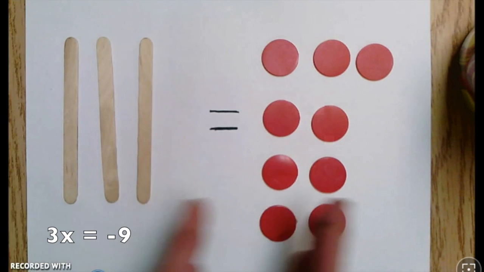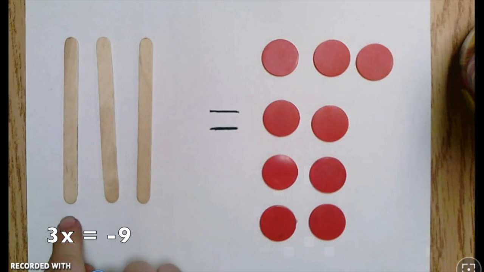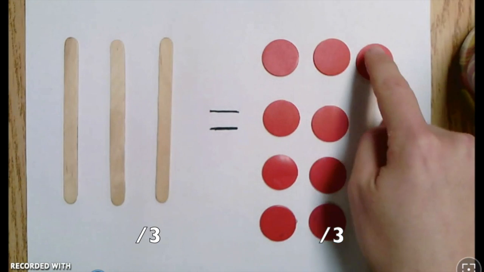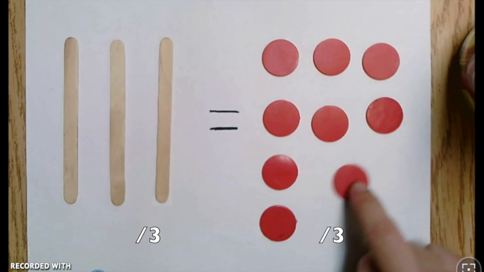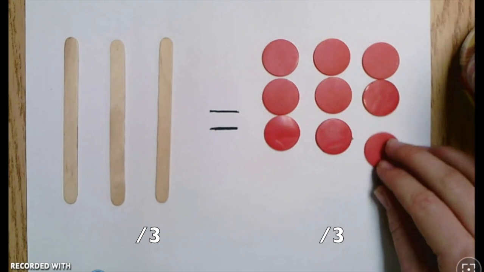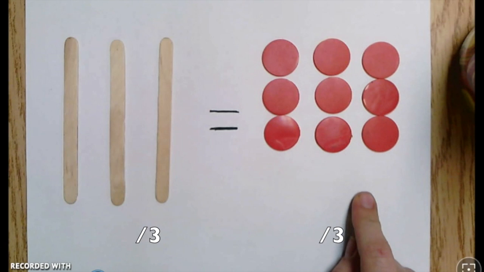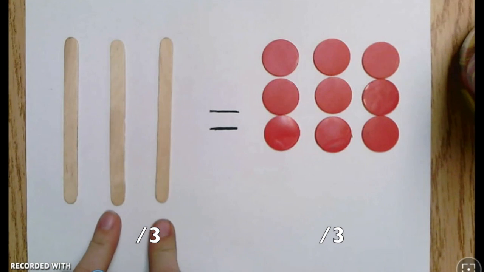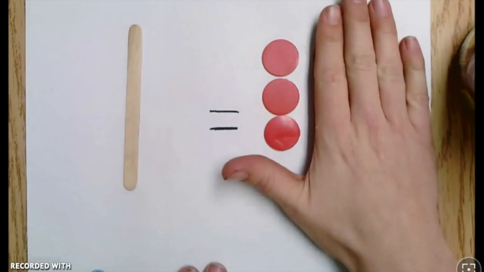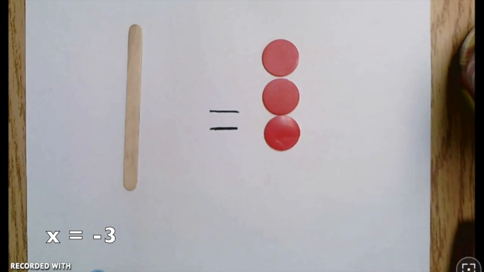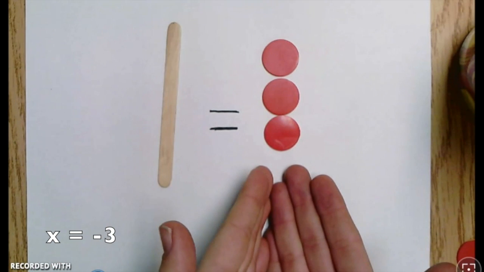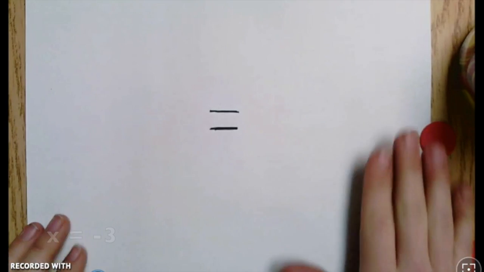So I'm going to break these tiles into equal groups. I have 1, 2, 3 groups. So over here, I need 1, 2, 3 groups. I'm going to divide all these tiles into 3 equal groups. Now that I've divided them, I'm going to take away all but one group. I took away 2 whole groups here, which means I'm going to take away 2 whole groups there. Now that I have x all by itself, I know that x equals -3. Let's look at one more.